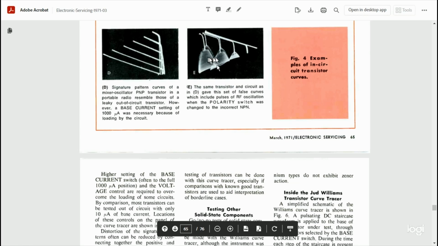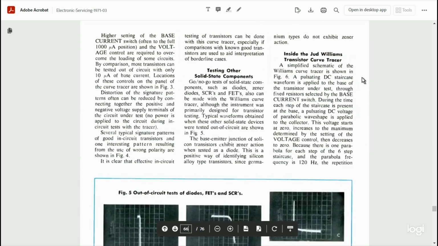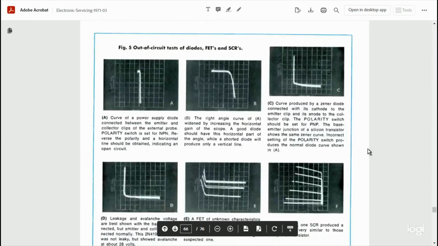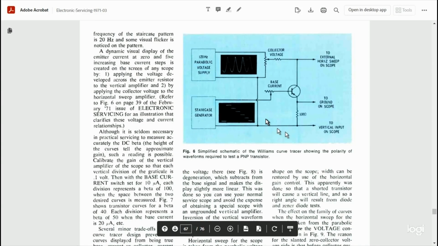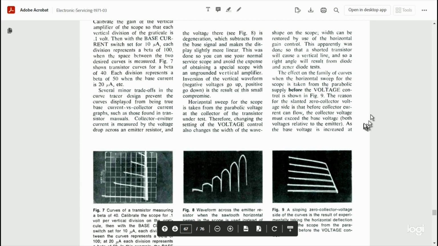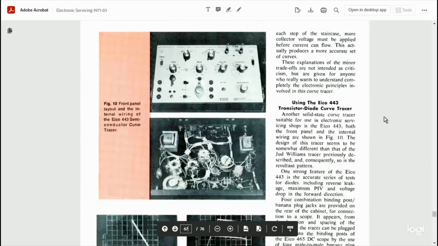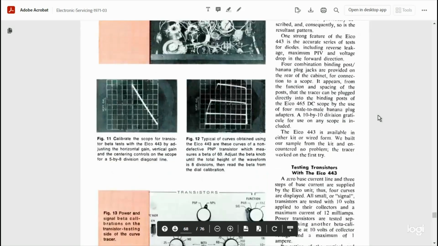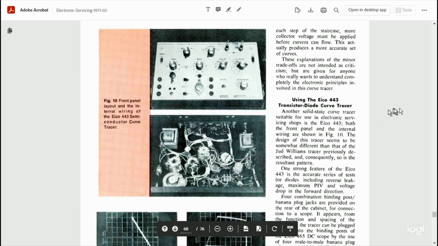In this instance, it's showing what some things might look like if you're looking at an in-circuit component. It covers some talk about the Judd Williams curve tracer as well, and again it shows the sweep and the staircase generator signals from that particular device, and some of the signal outputs. And then on page 68 it shows the Eico 443, and it gives some talk starting in this paragraph or chapter about things.